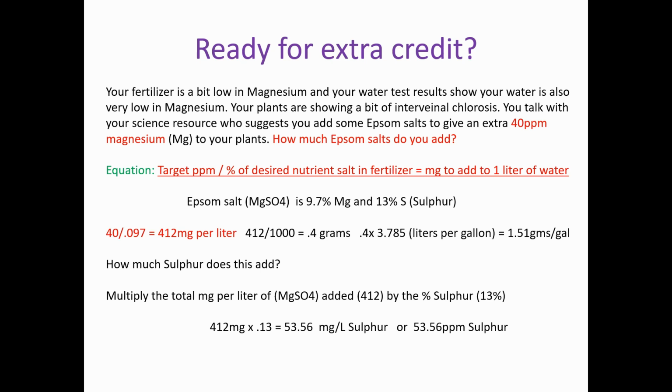412 milligrams per liter. We multiply that by the percentage of sulfur in the Epsom salt, which is 13. So we just have 412 times 0.13, and we're adding 53.56 milligrams per liter of sulfur, or if you remember from our notation, the mg per liter is actually the ppm, so we're adding 53.56 parts per million of sulfur in addition to the 40 milligrams of magnesium.